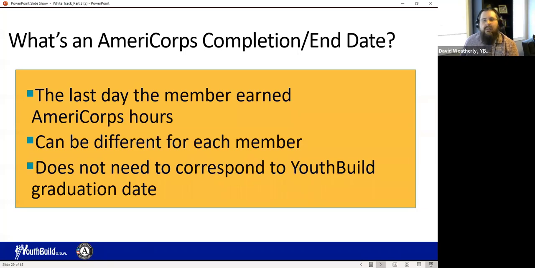It also doesn't need to correspond to the YouthBuild graduation date. You might have a member who completes everything in the program and goes through YouthBuild graduation, but still has 20 or 30 hours left in AmeriCorps. They come back to the program, finish those up, and still get their full award. Or you have a young person who does all their hours toward the beginning and earns an award, then stays in the YouthBuild program for a while and graduates, with their AmeriCorps exit date a few months prior. So it doesn't have to correspond to when they finish the YouthBuild program.